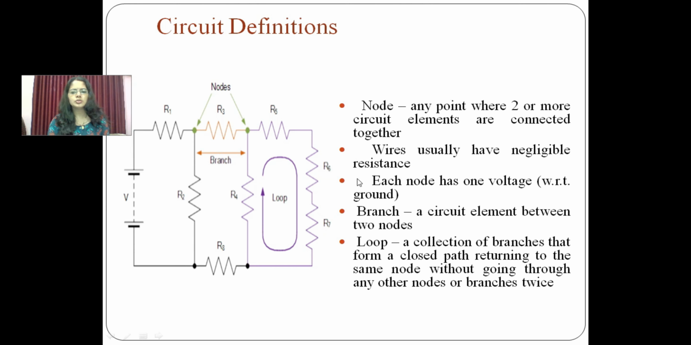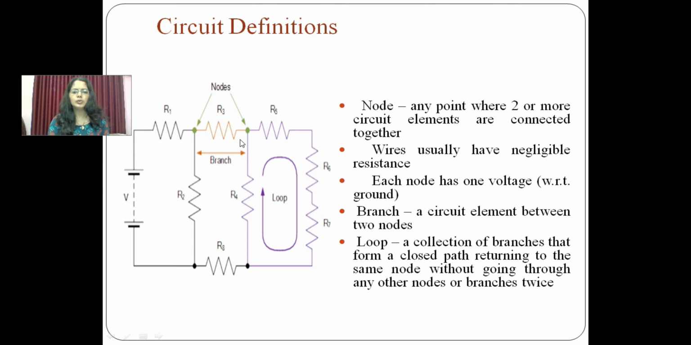Okay, wires usually have negligible resistance. Each node has one voltage with respect to the ground. The second definition is branch. This is a circuit element between two nodes that is called a branch. Means this is one node and this is two node. Between these two nodes, one element exists. This and this is called a branch.